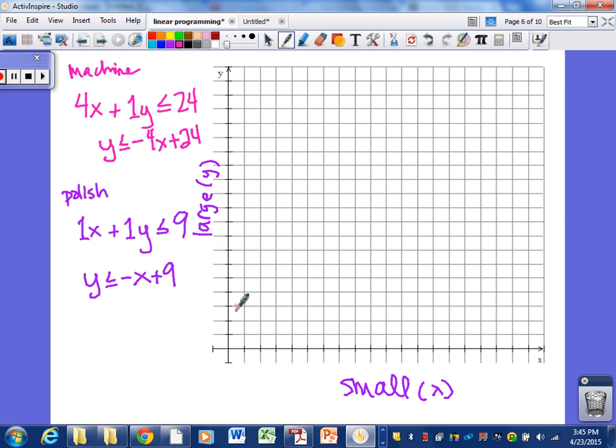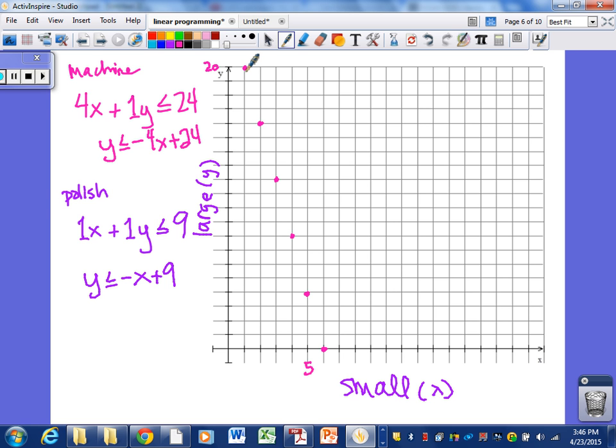Okay, 24 on the y-axis. 1, 2, 3, 4, 5, 6, 7, 8, 9, 10, 11. Looks like it's going to be off of here. So I'll make 24 way up here. Down 4 over 1. Okay, this is 20 by the way. Down 4 over 1. Down 4 over 1. And we keep graphing this using the slope. So it crosses here at 6.